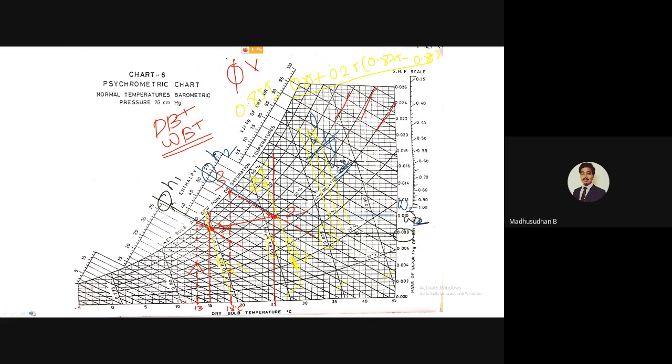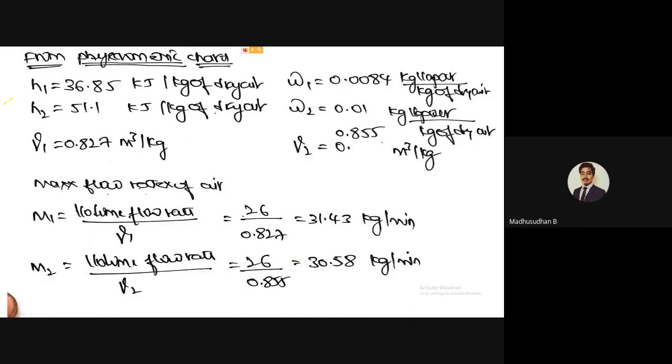Now, these are the values which I have calculated from the psychrometric chart: H1, H2, V1, omega 1, omega 2 and V2. Okay, so the mass flow rates can be calculated as volume flow rate divided by the specific volume. You know this, right? So 26 is your volume flow rate, 0.827, which you have got from the psychrometric chart. So you'll be calculating the mass flow rate at stream 1. Similarly, you can calculate the mass flow rate at stream 2.